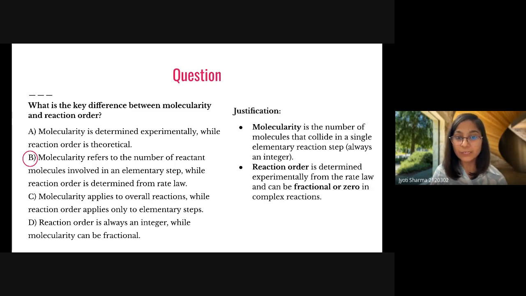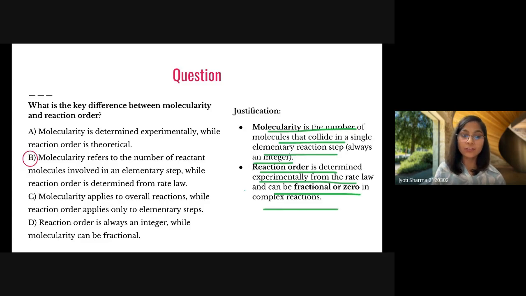So here is some justification as well. Molecularity is the number of molecules that collide in a single elementary reaction step, and this will always be an integer. Reaction order is determined experimentally from the rate law, and that can be fractional or zero in a complex reaction. So from here I think you can tell which one is the right answer. I think we should go to the next question.